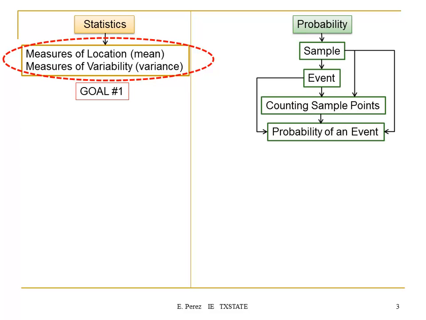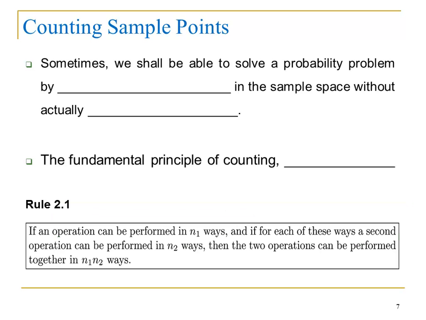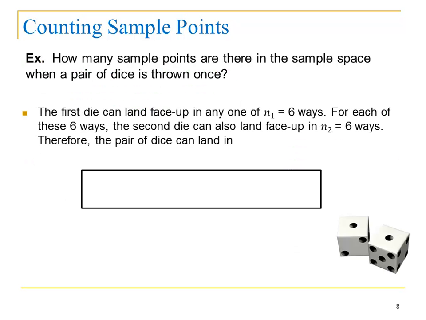Sometimes you're not going to be able to list all of them, but you still need to know how many of them are in your sample space in order to compute the probability of a specific event. So today we're going to transition from the counting to the probability of an event. We talked about counting sample points and why they are important.